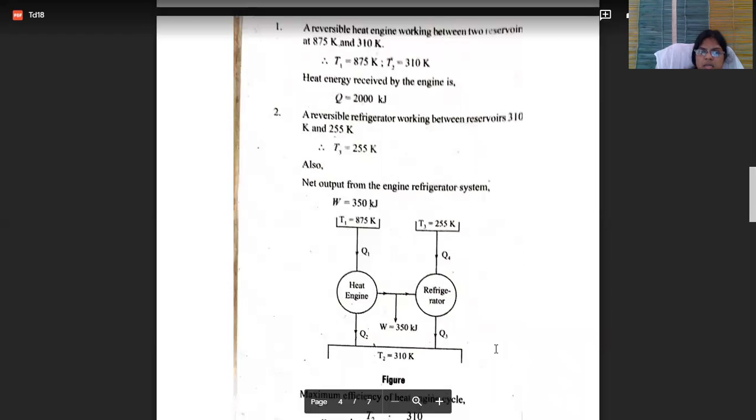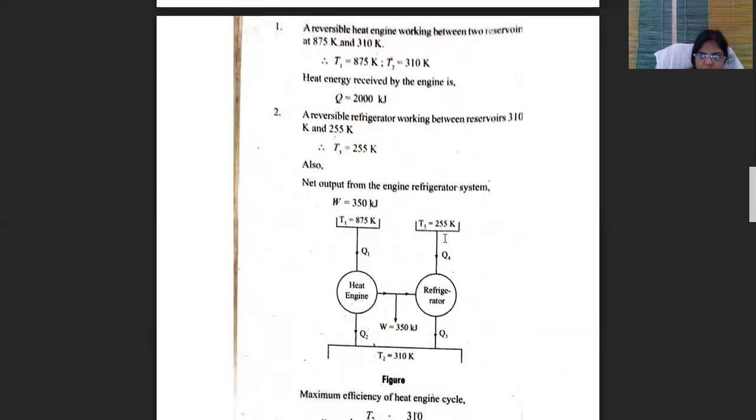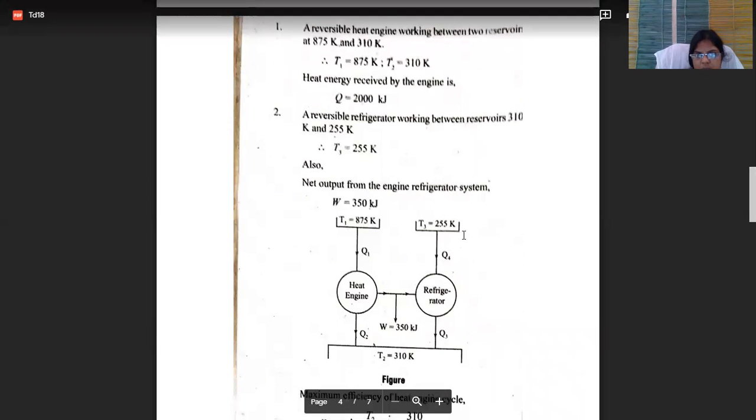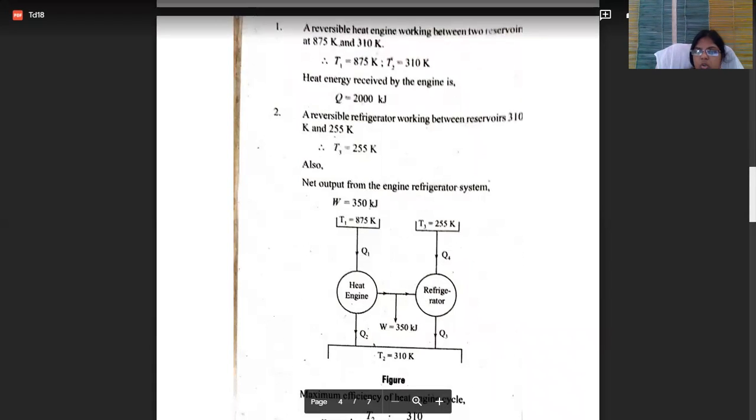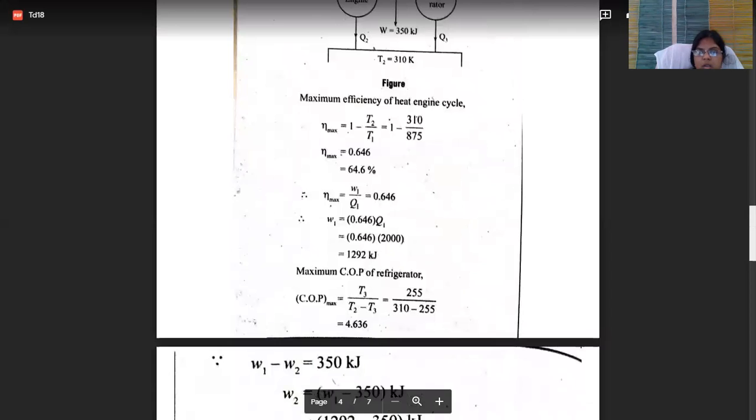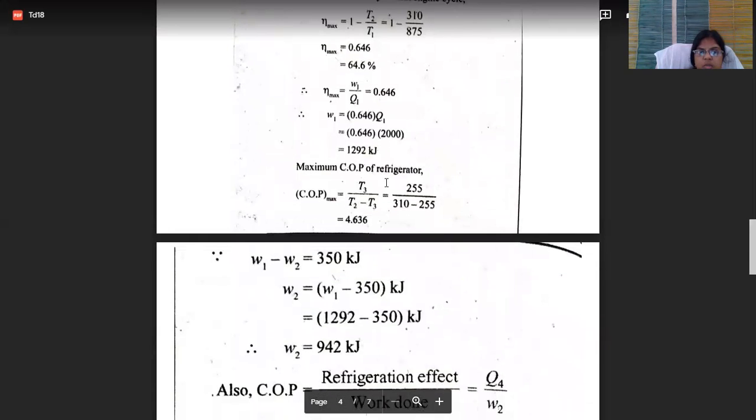So this is the diagram, T3 and this is the T2, in the refrigerator. What is the desired effect? In terms of temperature it is T3, and the difference of temperature is higher temperature minus lower temperature, T2 minus T3. So T3 by T2 minus T3, and substitute the values.